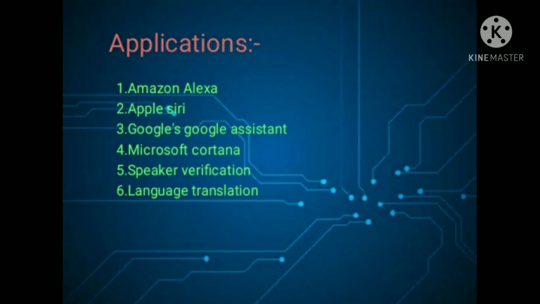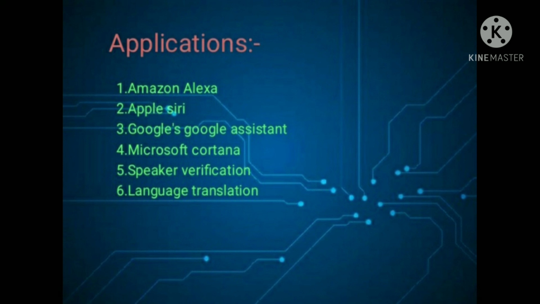Next is the applications. First one is Amazon Alexa. Amazon Alexa uses a deep learning process called automatic speech recognition, ASR, to convert speech into text quickly and accurately. Second is Apple Siri. Apple Siri also uses a deep neural network, DNN, to convert the acoustic pattern of your voice at each instant into a probability distribution over speech sounds.